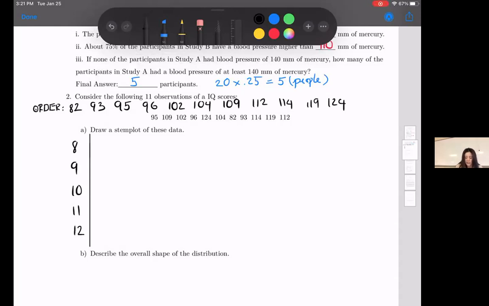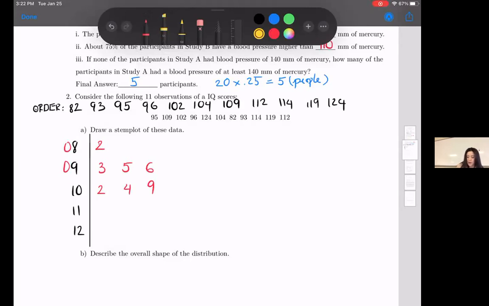For the digits, here the maximum is 3 digits, right? Anything above 100 is 3 digits. For the ones that don't have 2 digits on the stem part, you want to put 0 next to it. So I'll put 0 here, 0 here, just to make it uniform. 08, 09, 10. So they all have 2 digits. And then 82, 93, 95, 96, 102, 102, 104, 109.